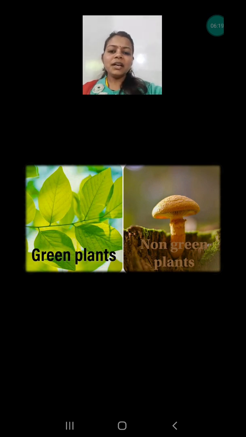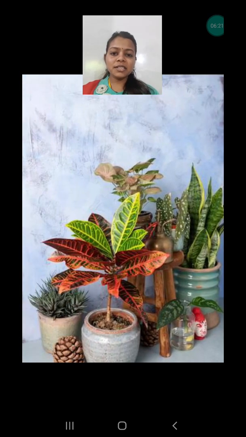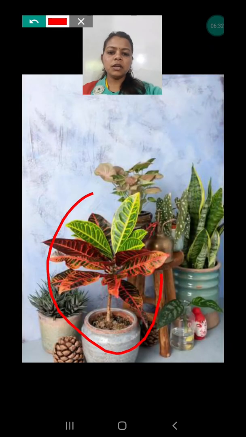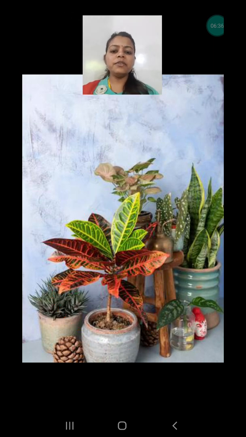But there are some different things which are a little interesting to know. If you talk about the croton plant, which one is the croton plant? This one, okay. As you can see, there are red colors also, na? So if the red color is present, that means they are not having chlorophyll. Definitely they are having, okay.